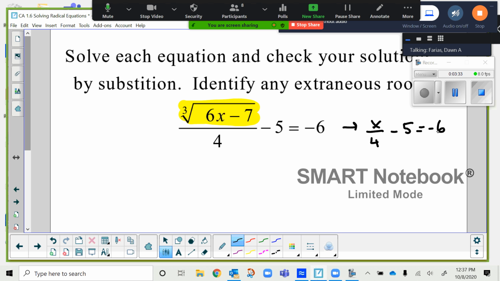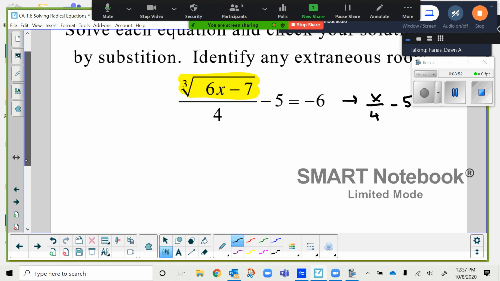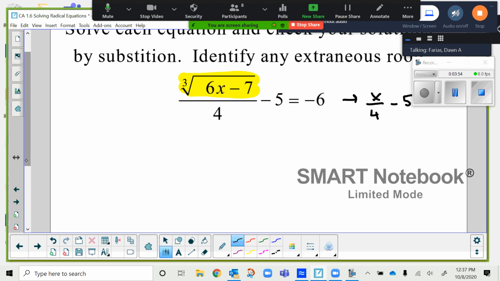You could do the 4. You would have to multiply, right? And then you would also, though, have to multiply that negative 5 over by adding it. So you would add 5 and then multiply by 4 to get the x by itself. And so that's what we're going to do in the actual problem to get the radical by itself. So step 1, isolate your radical term. I'm going to add 5 to both sides.